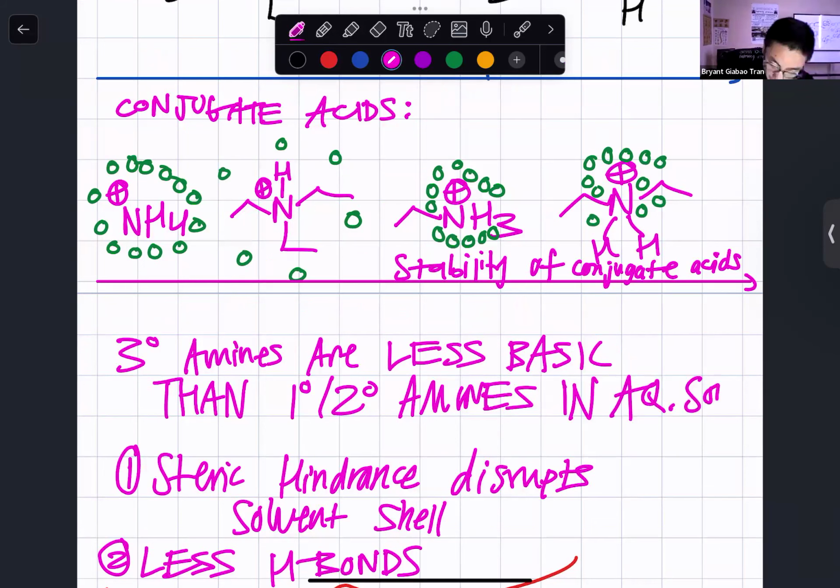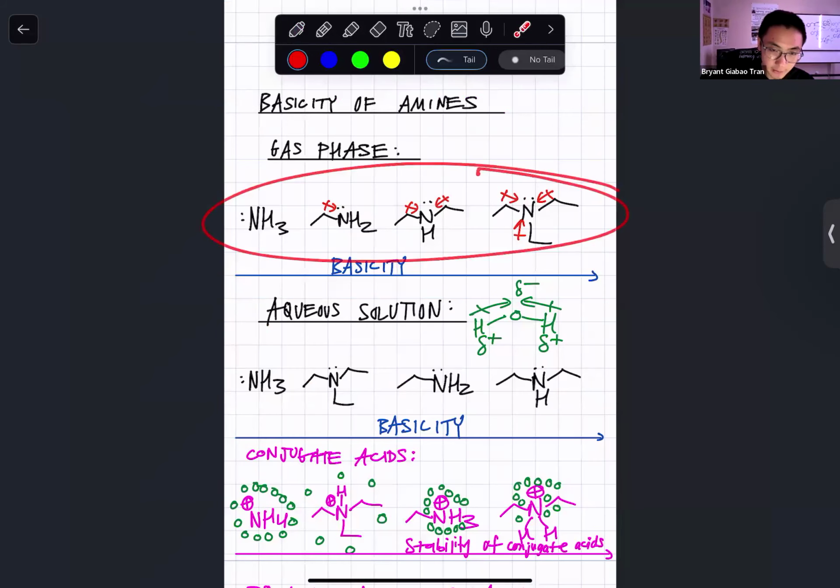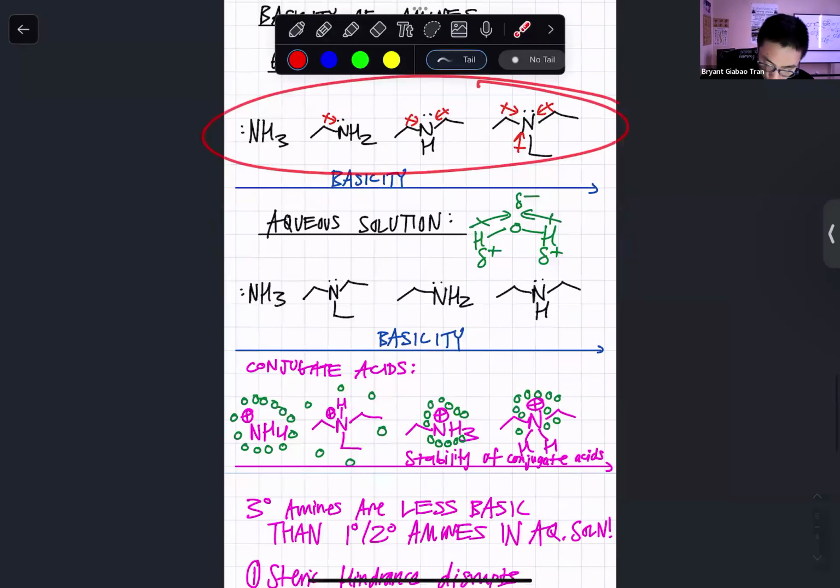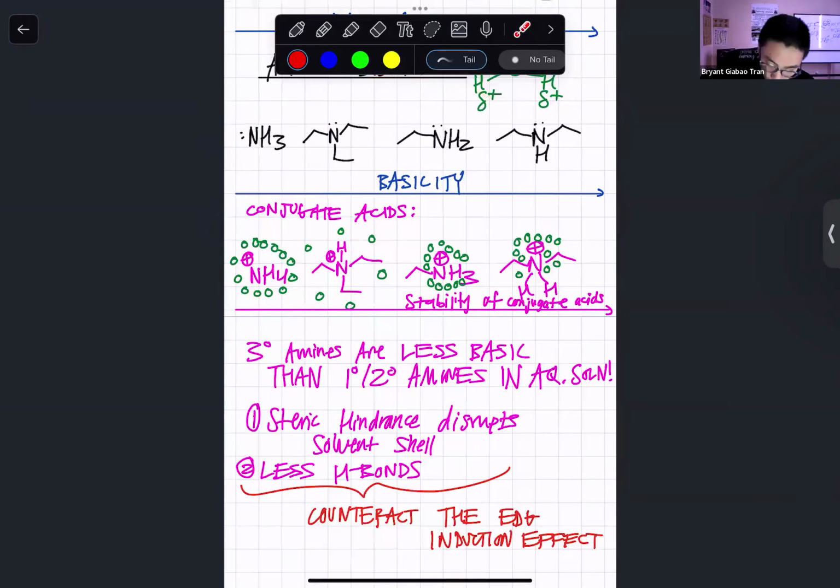In the gas phase, it's more straightforward. The more R groups the amine has, the more basic it's going to be, right? We don't have to worry about any solvent shell because there's no aqueous environment. There's no protic solvent around, right? There are no partial charges to worry about. But in aqueous solution, since there's a protic solvent, we have to worry about solvent shells, right? Which changes the ranking of bases for amines.